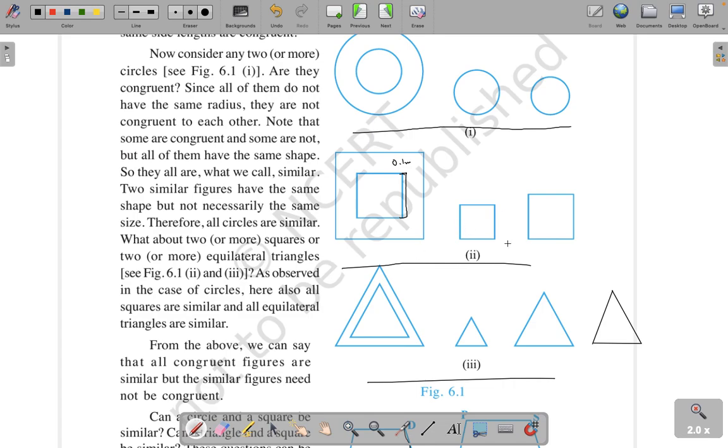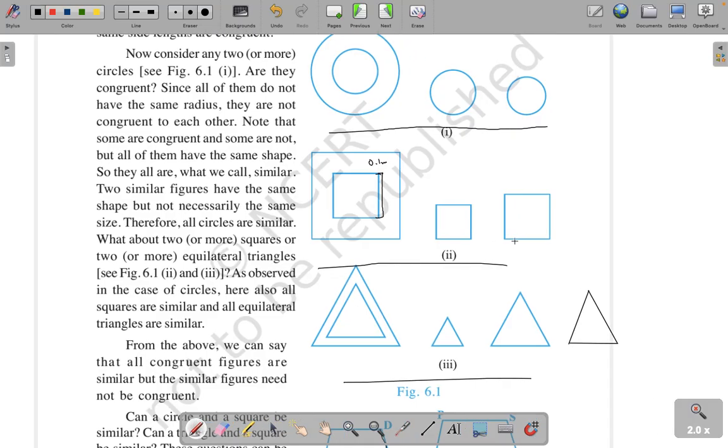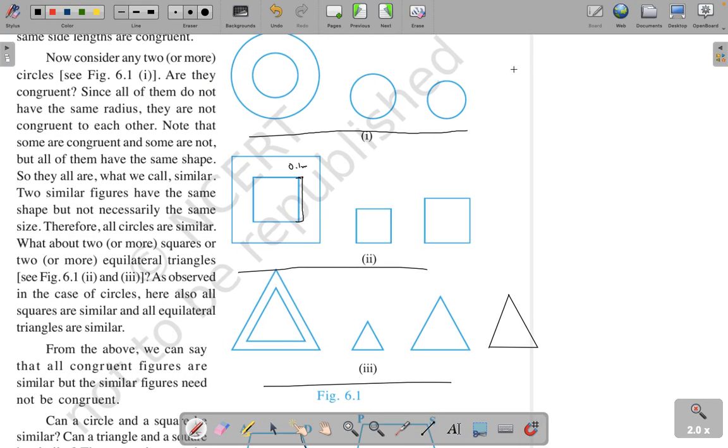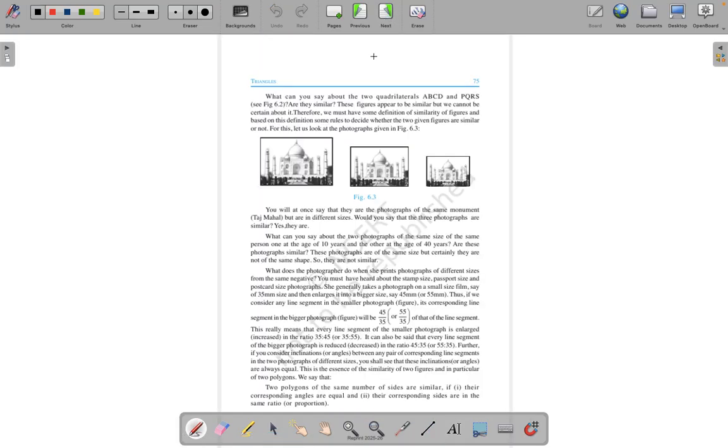Now, how do we define similarity? Similarity is defined by two criteria. The first criterion is same angles. The other criterion is sides are proportional. By sides are proportional, I mean we have an example to see.